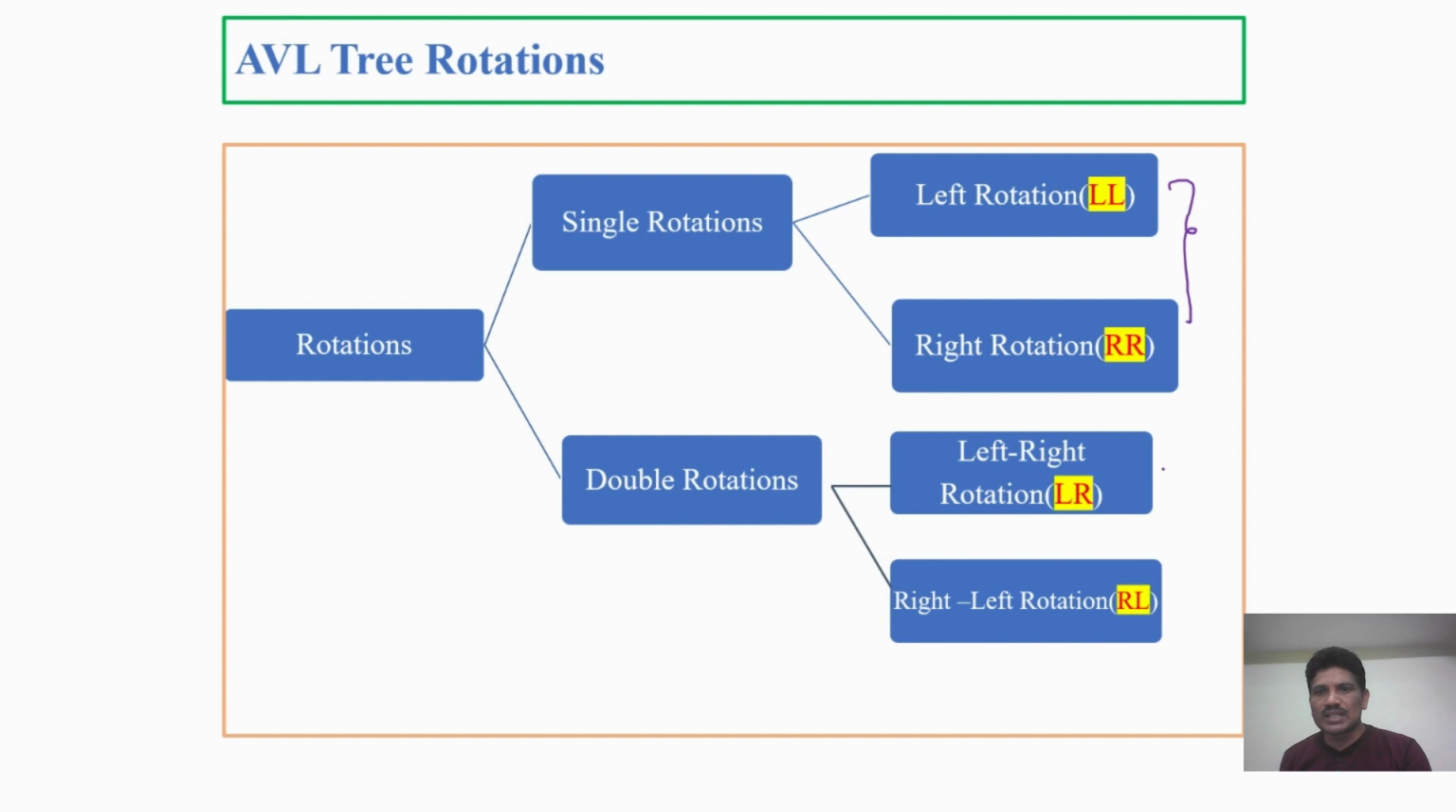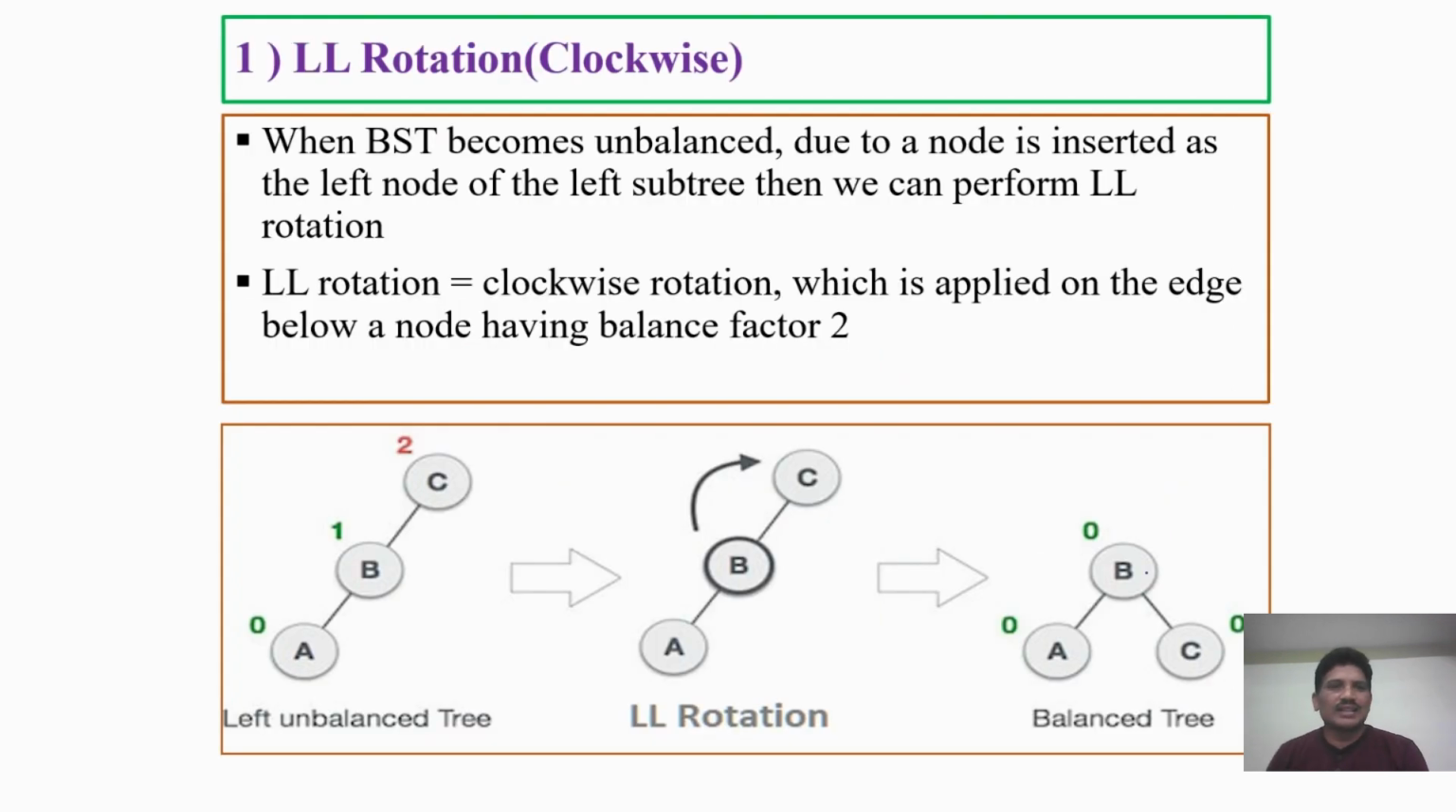When it comes to the double rotation, we need two rotations. That's why the LR rotation and RL rotation are the double rotations. We will see one by one. Then what is LL? What is RR? What is LR? What is RL?